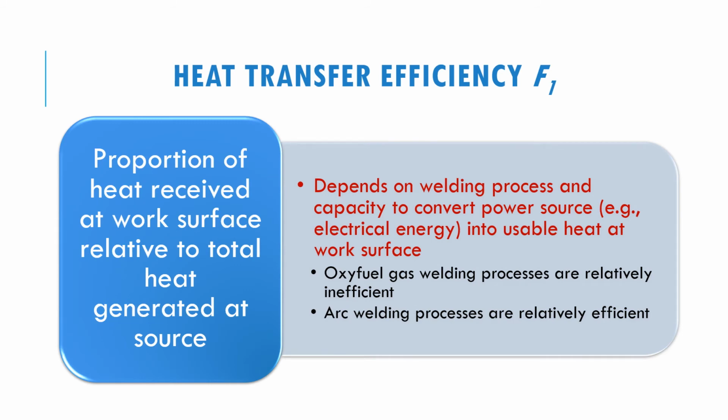Heat transfer efficiency F1 is the proportion of heat received at the work surface relative to the total heat generated by the source. This depends on the welding process. For example, oxyfuel gas welding processes are relatively inefficient, and arc welding processes are relatively efficient. So F1 for oxyfuel will be less than F1 for arc welding.